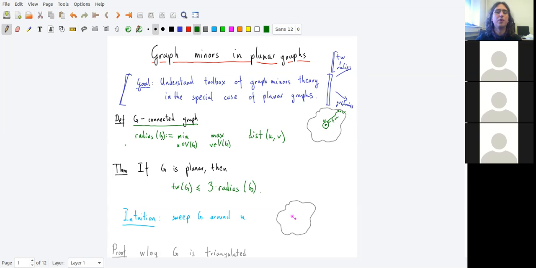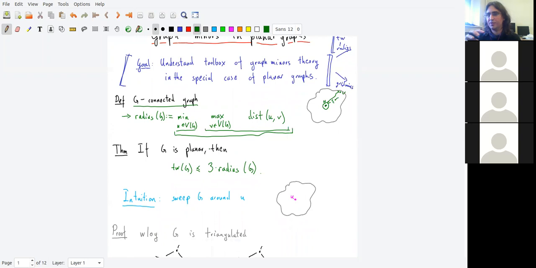More formally put into letters, the radius of a graph is: I take all possible vertices U, and for each of them I calculate the maximum possible distance to some other vertex of the graph, and then I take the best possible center, so I minimize over all the vertices. So this is the radius of a graph. And the intuition is that if a graph has small radius, it is sort of packed in a sense. Not necessarily, right? Because a clique, for instance, has very small radius, but it is a dense graph.